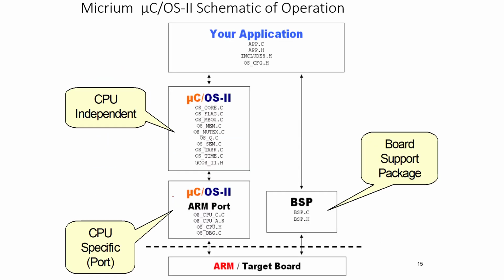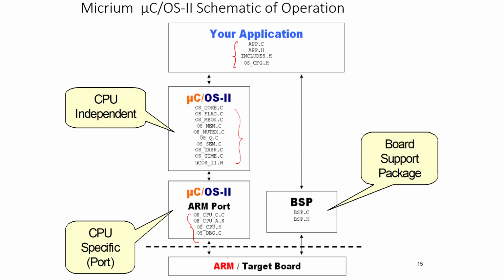So the schematic is that we have an application, and we have a CPU independent part, where as you can see the core kernel is provided: message boxes, memory features, mutex features, semaphore, task and time. So that is like the core of the OS, which is CPU independent. And then we have parts of the code that are specialized for a given CPU, like a CPU driver. Along with that, we have a motherboard driver, which is known as the board support package. So that is for the target board.